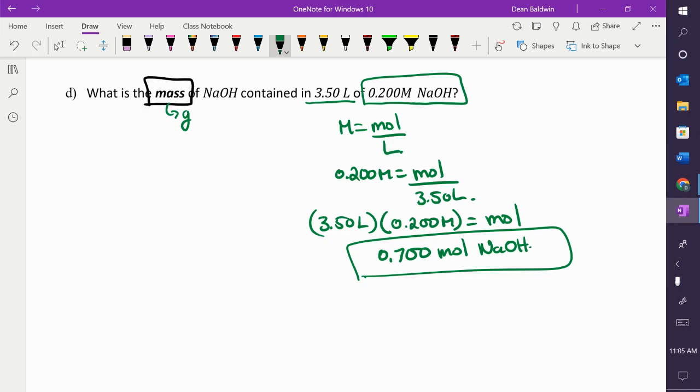Did I want my answer in moles? You want it in grams. So now I got to convert the moles into grams. Using what? Molar mass. This is why we did all the molar mass stuff. So 0.700 moles of NaOH. NaOH is 40 grams per mole. Those cancel.